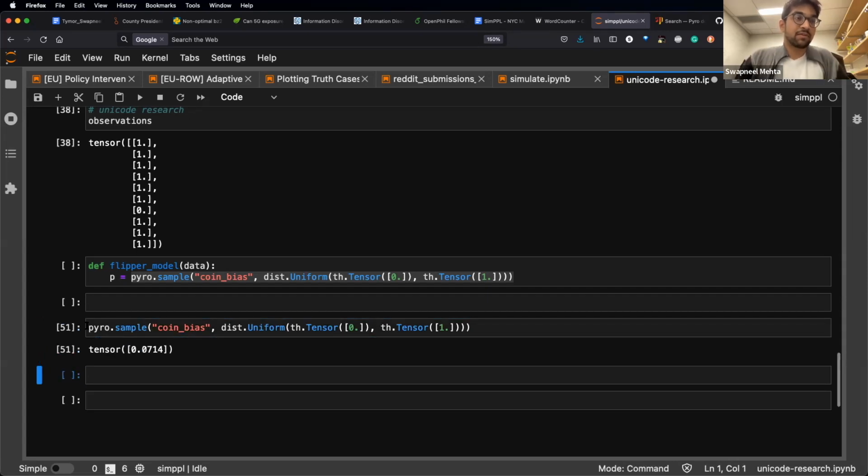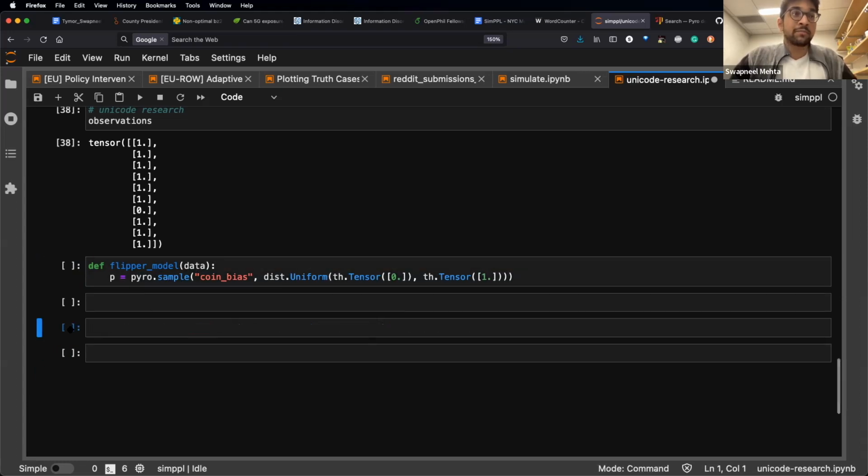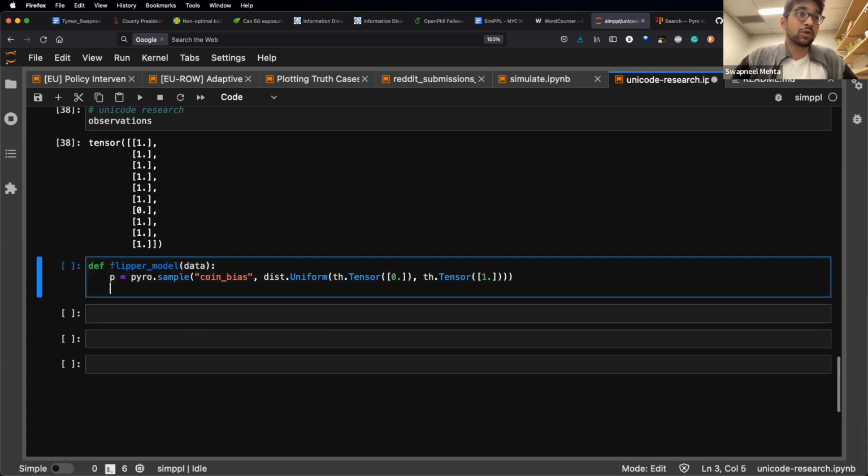Cool. Everyone okay so far? Again, to reiterate what I am doing, I'm building Unicode's model of Jazz World. I don't know what Jazz World is really like, but I know that a probability for a coin has to range from 0 to 1. So I'm placing a uniform distribution on top of it, which means every single value has an equal probability. It could be any of these things, the coin bias.